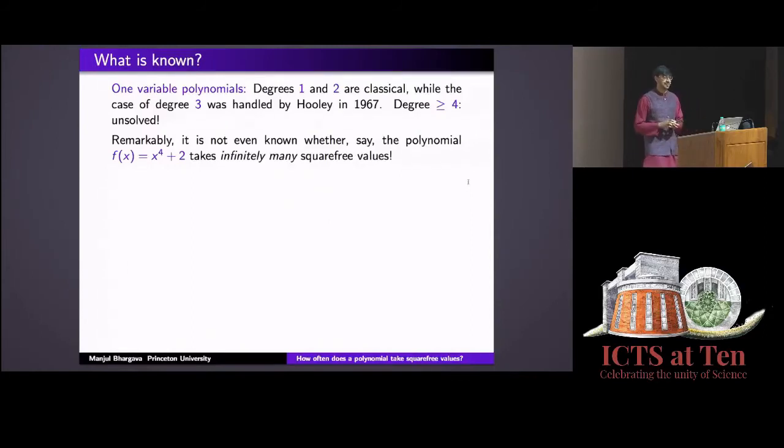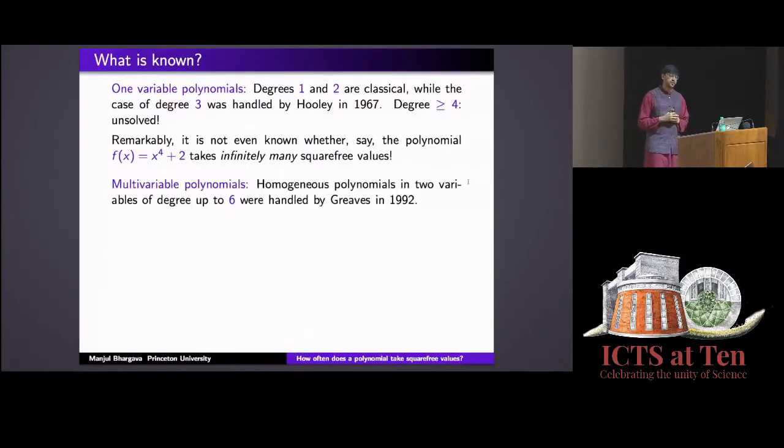So it's just a simply stated problem. It's kind of embarrassing to the people in the subject, but we can't even say that it takes infinitely many values that are square free, even zero density. So we can't rule out that x to the 4 plus 2 at some point is only taking square full values. We can't rule that out.